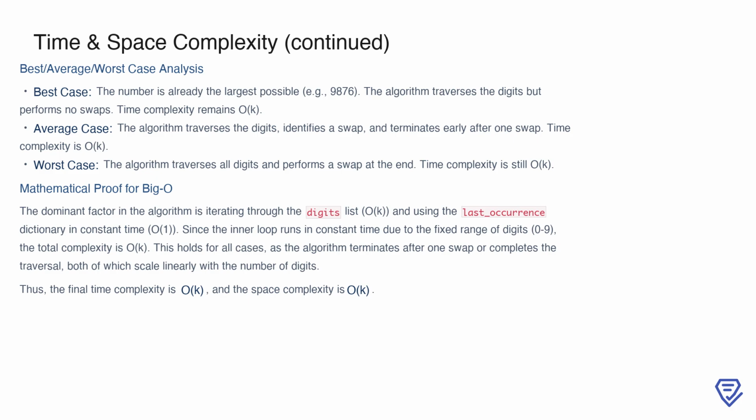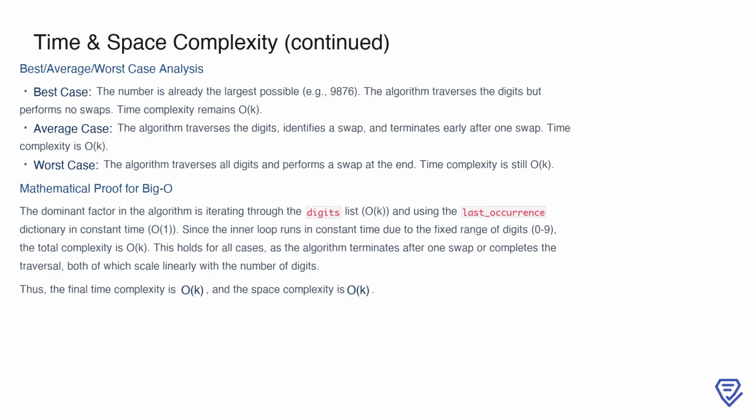Finally, let's explore the best, average, and worst-case scenarios for this algorithm. In the best case, the number is already the largest possible permutation, such as 9876. Here, the algorithm simply traverses the digits without performing any swaps, resulting in a time complexity of O(k). In the average case, the algorithm identifies a swap and terminates early after completing the operation, still maintaining a time complexity of O(k). In the worst case, the algorithm traverses all the digits and performs a swap at the very end. Even in this scenario, the time complexity remains O(k).